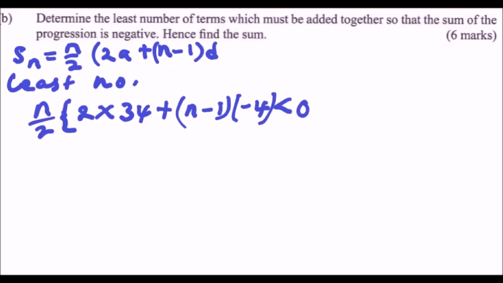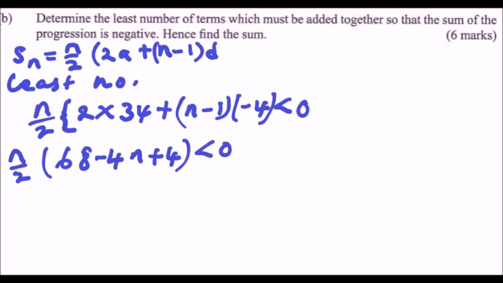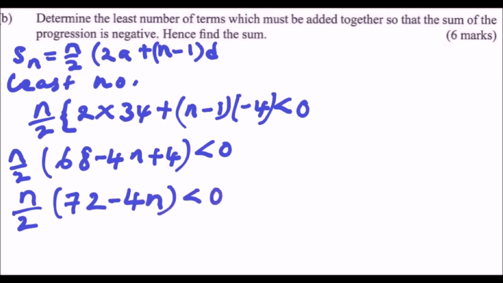So when you work out this, you get n over 2 into bracket 2 times 34, that is 68. When you open the bracket, this will be minus 4n minus 4n. So we have 68 minus 4n plus 4, and we close the bracket. It should be less than 0. When you add 68 plus 4, that will give you 72. So we have n over 2 into bracket, that's 72 minus 4n must be less than 0.